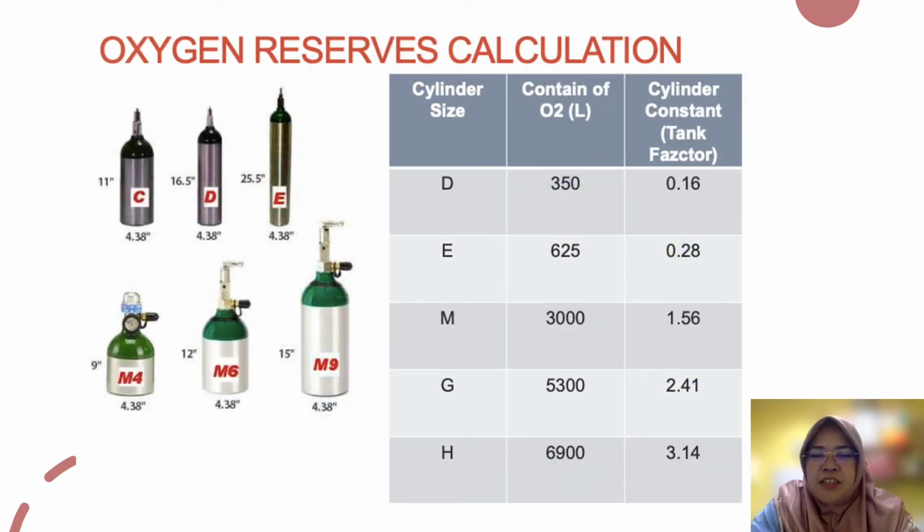Whoever is in charge of transporting critical patients who need oxygen support needs to know the cylinder size they are going to use during transfer and do some oxygen reserve calculation. Most commonly used for short distance transfer is type C, D or E, and sometimes size M4 and M6. Type D contains 350 liters of oxygen with a cylinder constant or tank factor of 0.16. Type E is about 625 liters with a tank factor of 0.28.